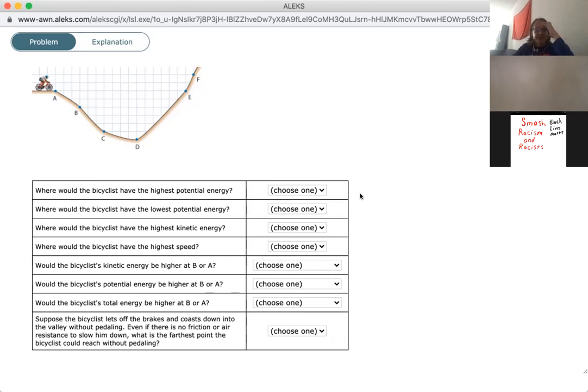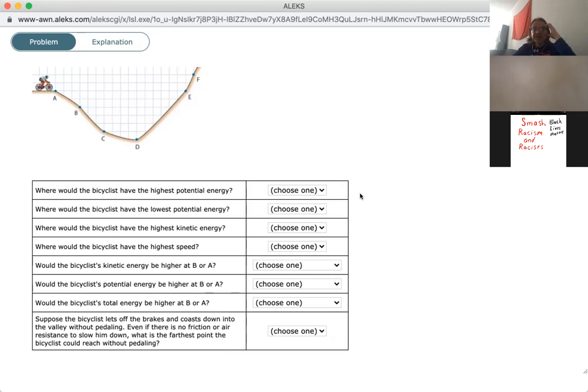So when you pedal, you're taking some of the chemical energy in your body that you've acquired through eating, and you're converting that energy into the bicycle. Even if there's no friction or air resistance to slow him down, what is the furthest point that the bicyclist could reach without pedaling?